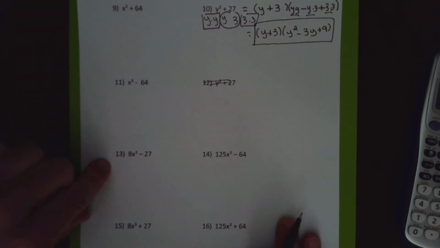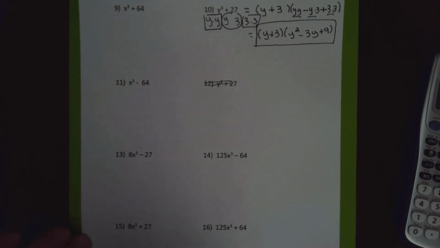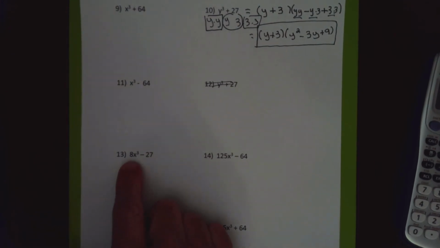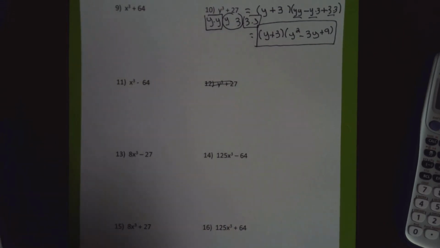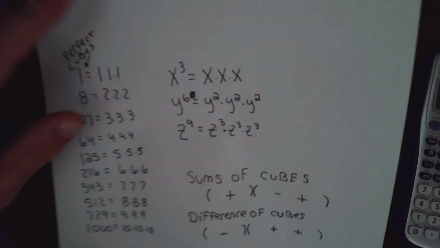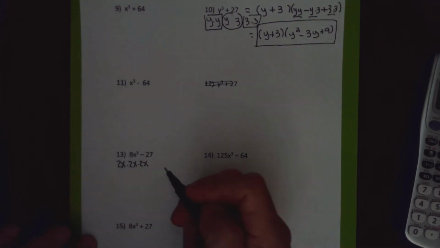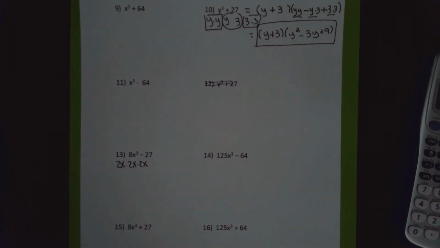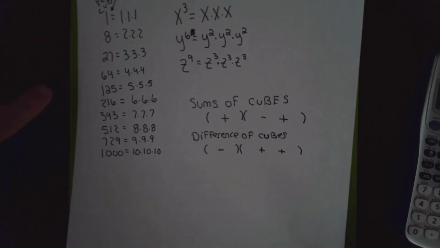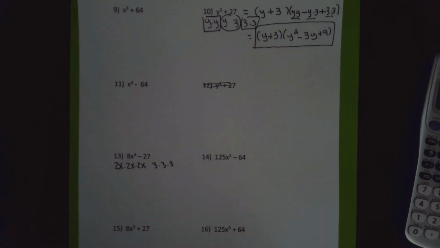And I'll do problem 13 with you. I know it is a cube with a minus, but before I commit to it, let me work on the 8x cubed. The 8 is 2 times 2 times 2. The x cubed is x times x times x. So 8x cubed is going to be 2x times 2x times 2x, because 2 times 2 times 2 is 8, and x times x times x is x cubed. The 27 is going to be 3 times 3 times 3. So now I have the components that are going to go into the parentheses.